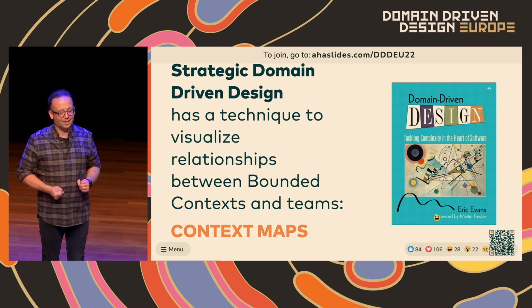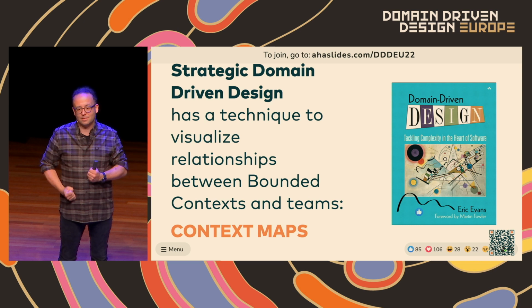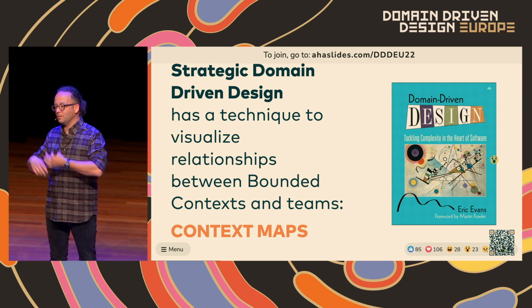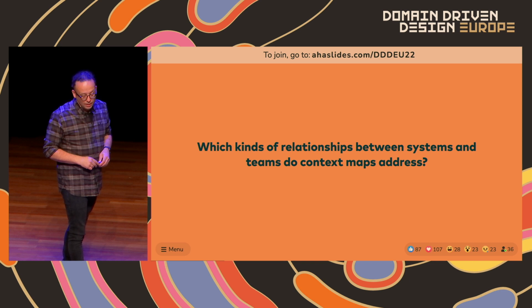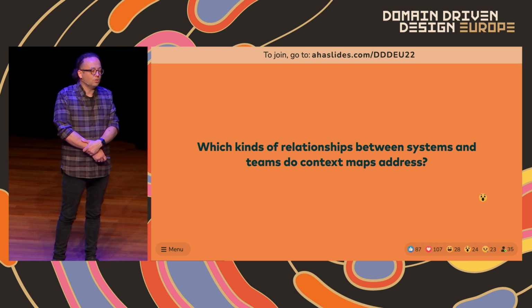Everyone has always been looking at the tactical patterns like aggregates, and also the strategic stuff like bounded contexts, subdomains, subdomain categories, and stuff like that. But I think there is a lot of value in this perspective. And I would say, let's dig into that. What kinds of relationships between systems and teams do context maps address?